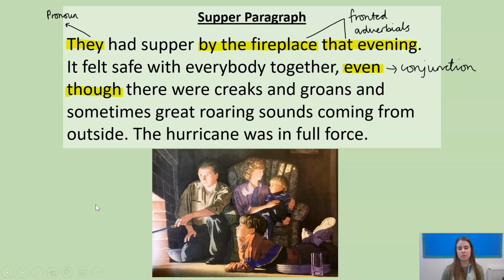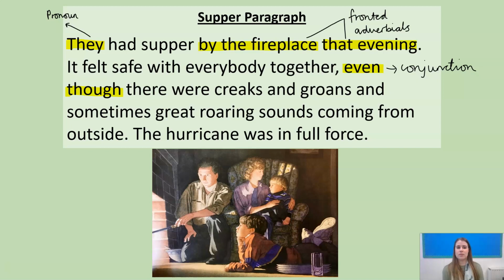So here's an example of one of the paragraphs that I've written. This is called the supper paragraph. This is the picture that's in the book where they were sat eating their supper at the fireplace. They had supper by the fireplace that evening. It felt safe with everybody together, even though there were creaks and groans and sometimes great roaring sounds coming from the outside. The hurricane was in full force.